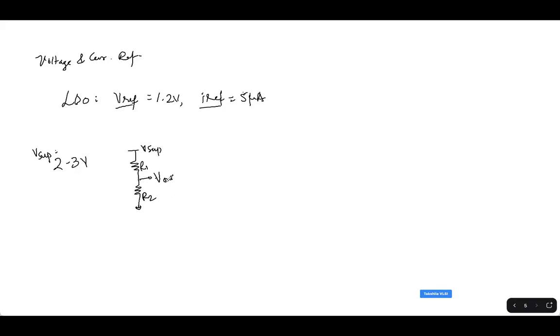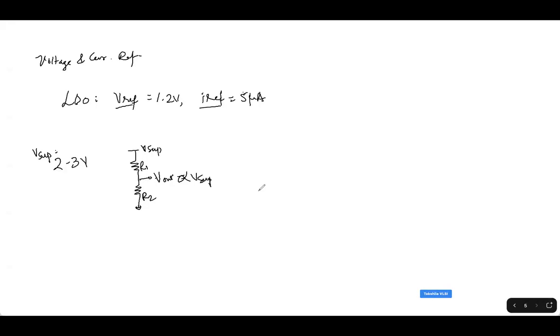No, I will not be able to, because V out will always be proportional to V sub. V sub varies, our output varies. If I want 1.2 volts at all times, it is not the right way to generate a reference voltage.